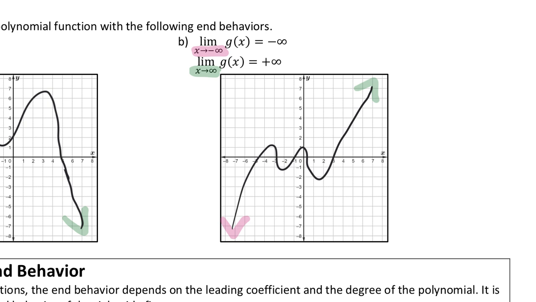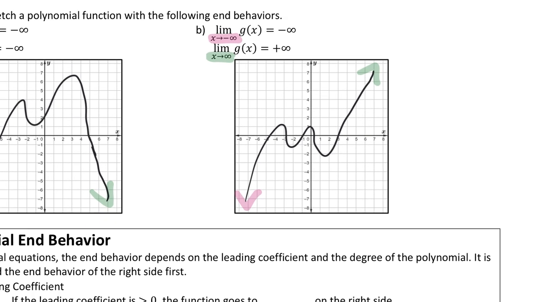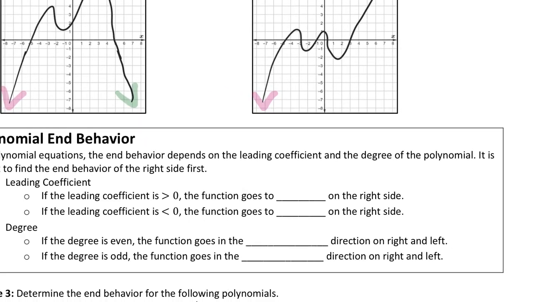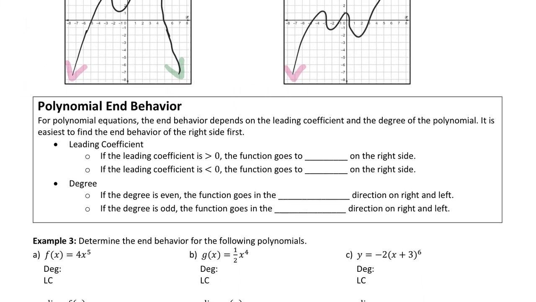So graphs are super easy for end behavior. And in fact, if not given a graph for this, it is also decently simple if you remember a few key words. If we're going to find polynomial end behavior analytically, meaning by hand, no graph, we only need two things. We only need the leading coefficient and the degree of the polynomial.